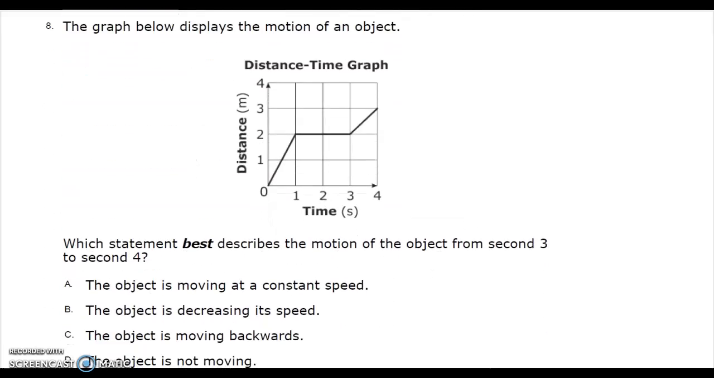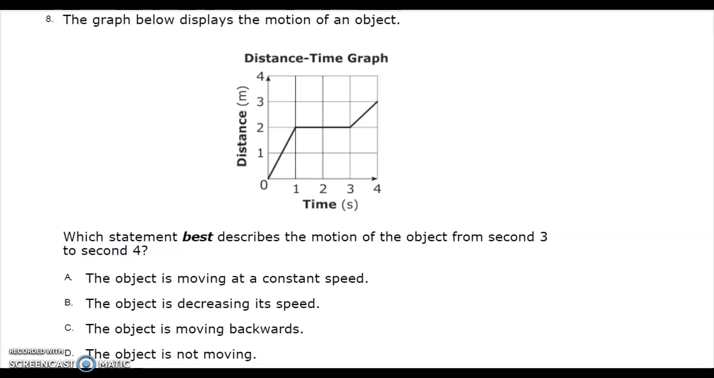Number 8, the graph below displays the motion of an object. Again, this is a distance time graph. Don't let it trick you just because we keep kind of bouncing around. What statement best describes the motion of the object from 3 to 4 seconds? So from 3 to 4. Well, it's at a constant speed and moving away from the starting point. So I like this answer.